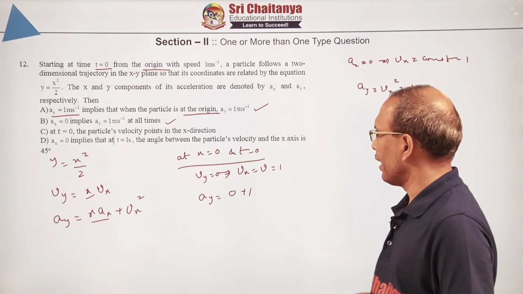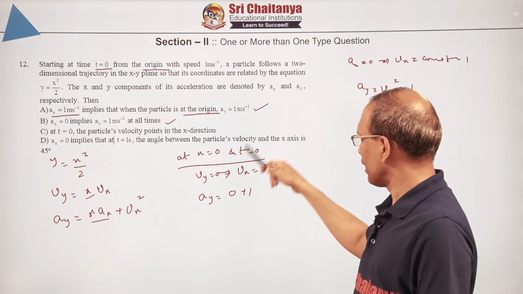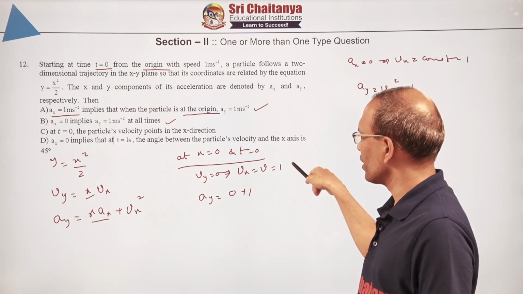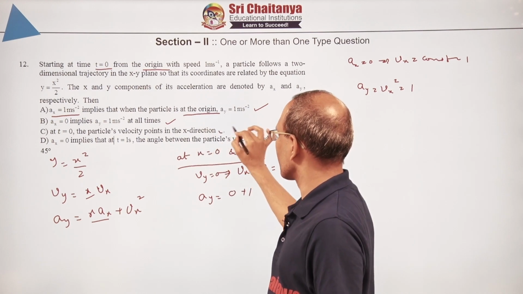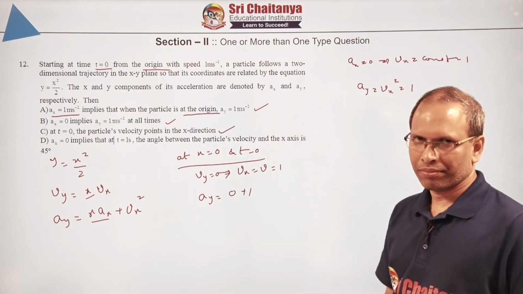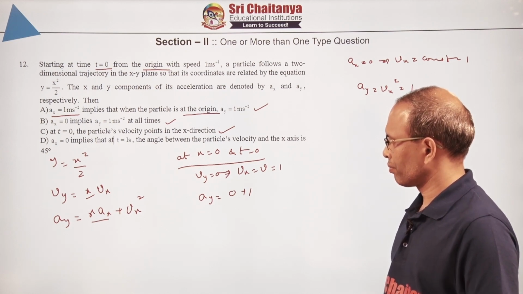Now third option, at t equal to 0, we have already discussed what happened at t equal to 0. Vy is 0 and Vx is V. So at t equal to 0 the particle's velocity points in the x direction. So this is correct.